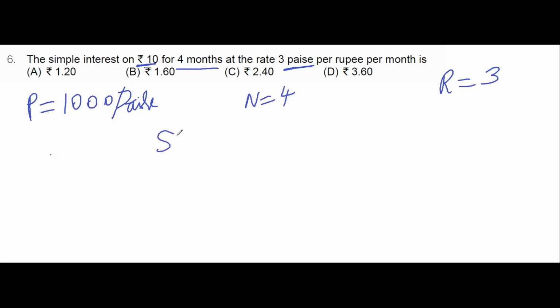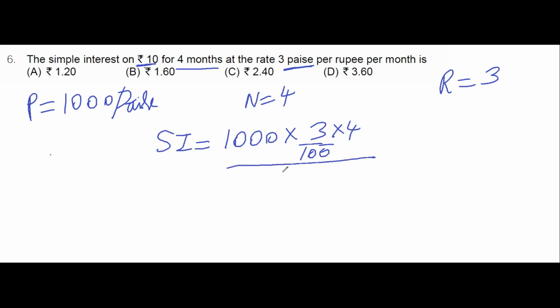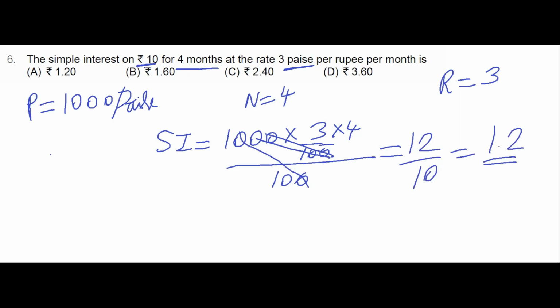So you have to apply the direct formula. Simple interest will be 1000 into 3 into 4, times 3 upon 100. Why is it 3 upon 100? Because this is paise, I need to convert it into rupees. Because here it is rupees per month, 3 paise per rupee per month. Divide by 100 again. When you solve this, this 0 gets cancelled, this 0 gets cancelled. 4 3s are 12. 12 divided by 10, the answer is 1.2. A is the answer for this.